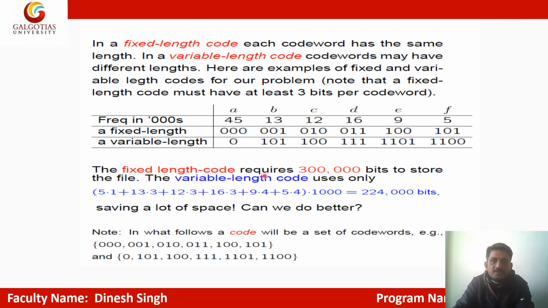So the fixed length code requires 300,000 bits to store the file. The variable length code uses only 45·1 plus 13·3 plus 12·3 plus 16·3, and so on, and it comes out to be 224,000 bits. So the fixed length code has the set of code words 000, 001, 010, 011, 100, 101. You can see this has been taken from the formula of the frequency of occurrence times the length of the code word.